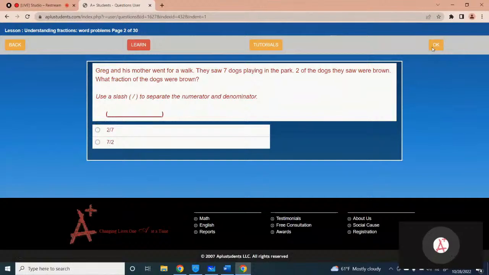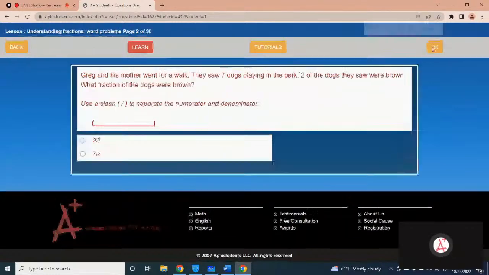Okay, Greg and his mother went for a walk. They saw 7 dogs playing in the park. Two of the dogs they saw were brown. What fraction of the dogs were brown? So the total dogs are 7. And out of the 7, how many of them are brown? Just 2 of them are brown. Got it? So the fraction is 2 over 7. Got it?